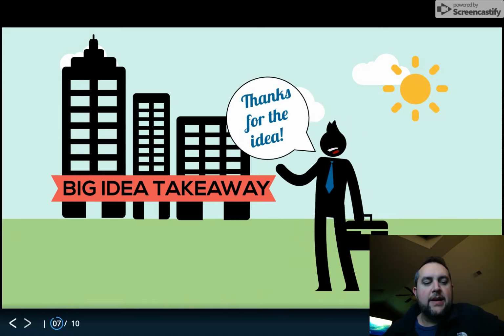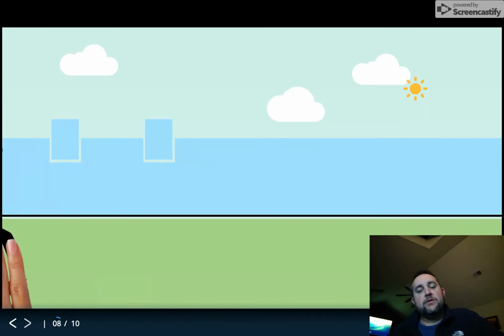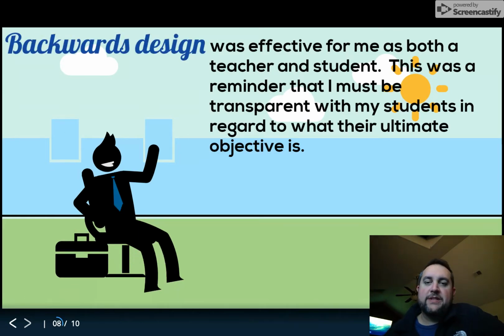My big idea takeaway. There were really two. First, the backwards design. Again, this was extremely effective for me as both a teacher and a student. And so this reminds me that I really need to be transparent with my students about what the final objective is for them in my class. So I think I do a good job of that, but I feel like this is a reminder that I really need to be as transparent as possible on just about everything we do. Here's where you're going.